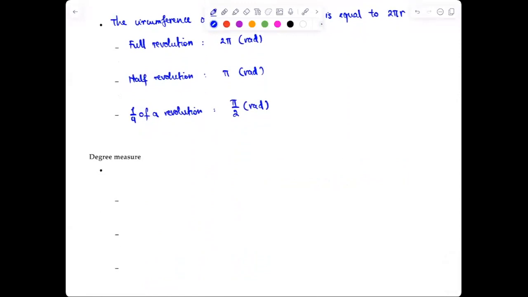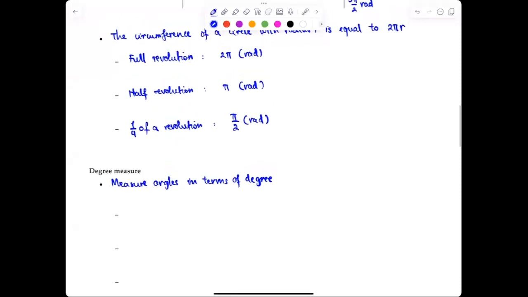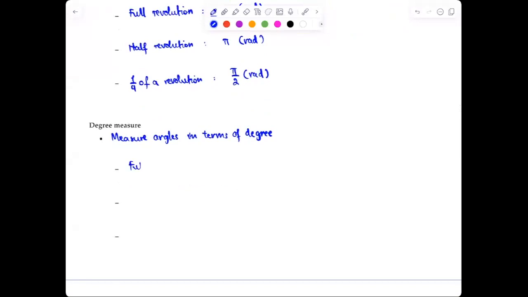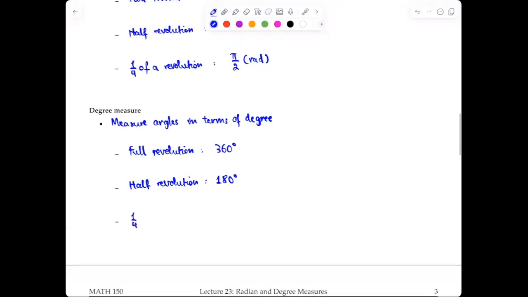Now, degree measure. So degree measure angles in terms of degrees. Corresponding to the radian measure, the full revolution is 360 degrees. For half a revolution, you have 180 degrees. In a quarter of a revolution, you have 90 degrees.